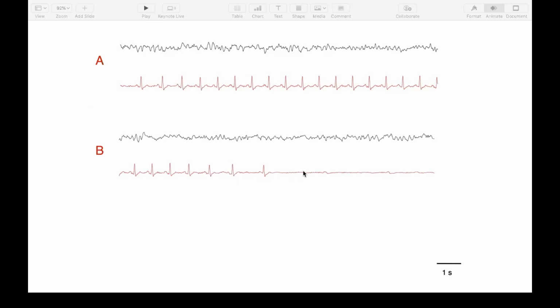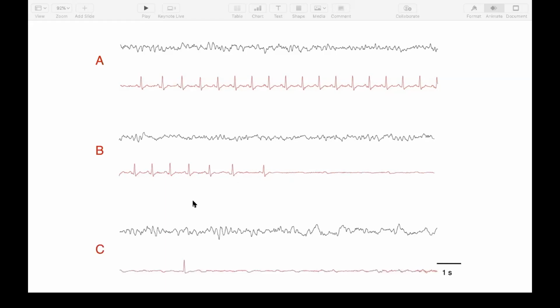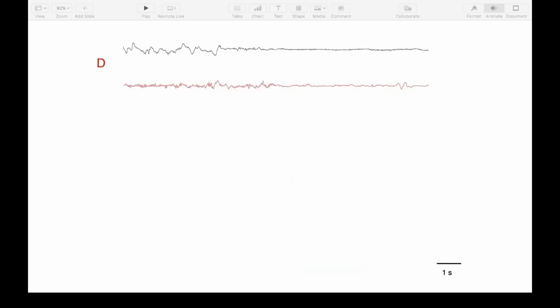And what is interesting to see is that for the first 5 seconds, there's no change in the EEG. And for another 5 seconds, there's hardly any change. There's one ectopic beat maybe here. And then the EEG slows down after about 15 seconds. And at about 20 seconds, the EEG becomes flat.